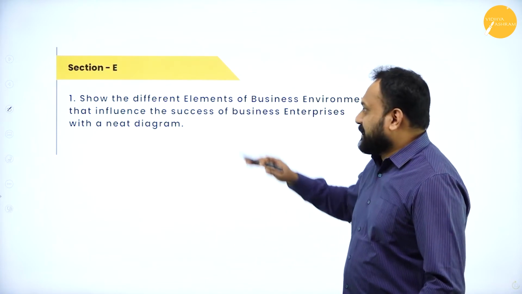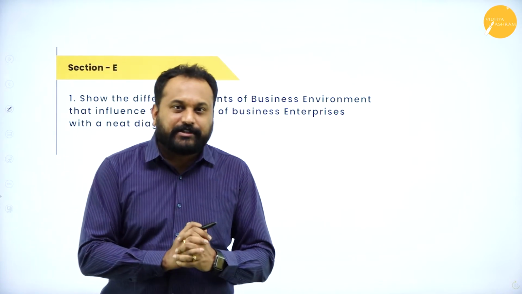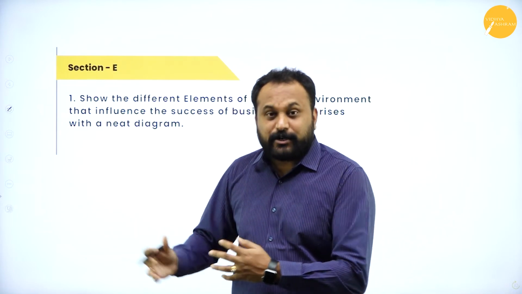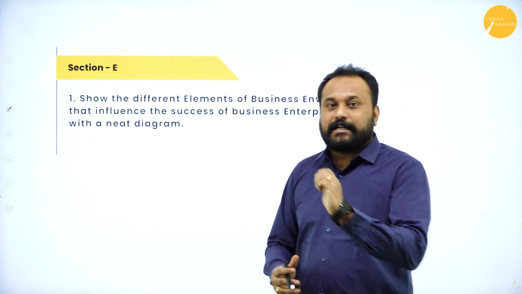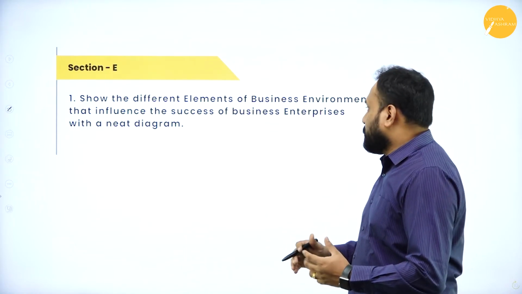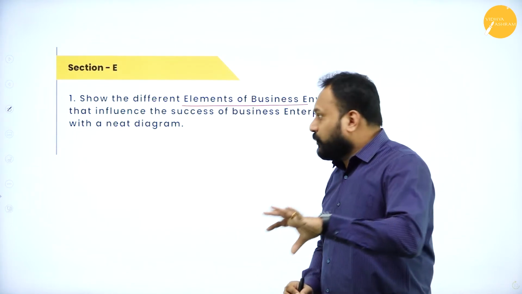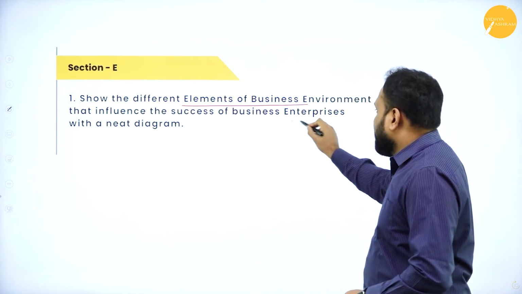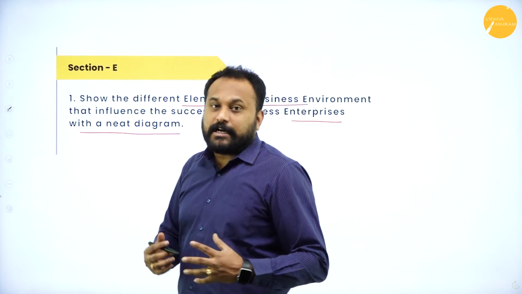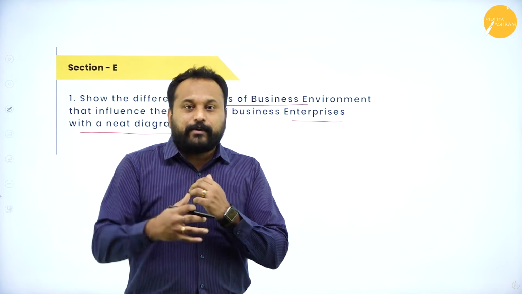And the next one we have is section E, and I told you people already that section E is always for practical oriented questions. The question is always indirect, so they'll twist and turn and give it, but you are supposed to understand carefully what they want you to write. The question here is show the different elements of business environment that influence the success of a business enterprise with a neat diagram. So you are supposed to go with a diagram. Now I told you whenever you write a POQ, you are supposed to draw this half of the page, the diagram, and then go with the points here.